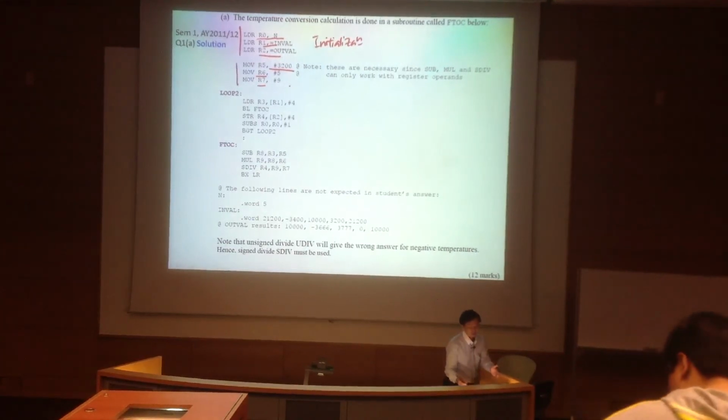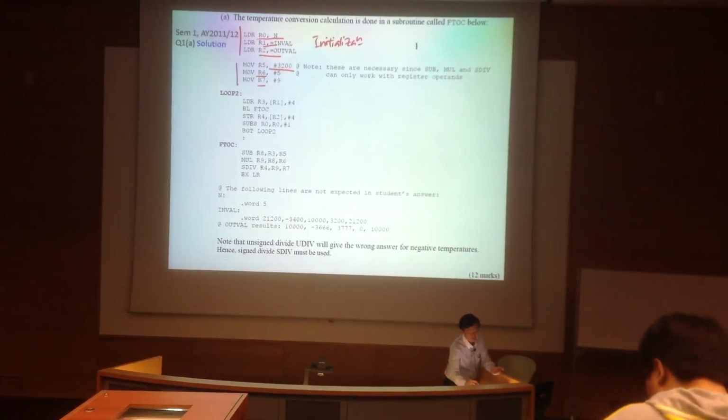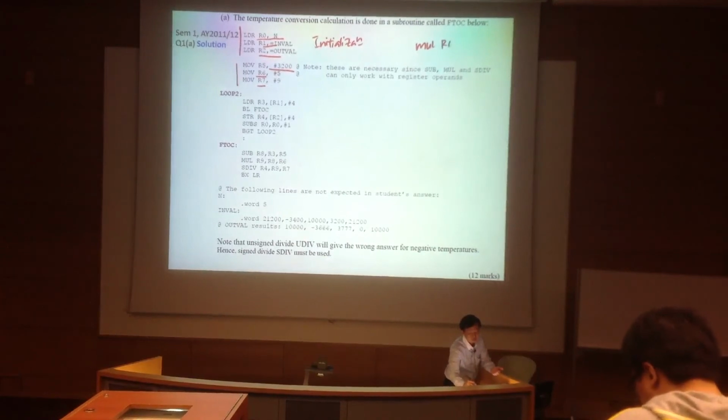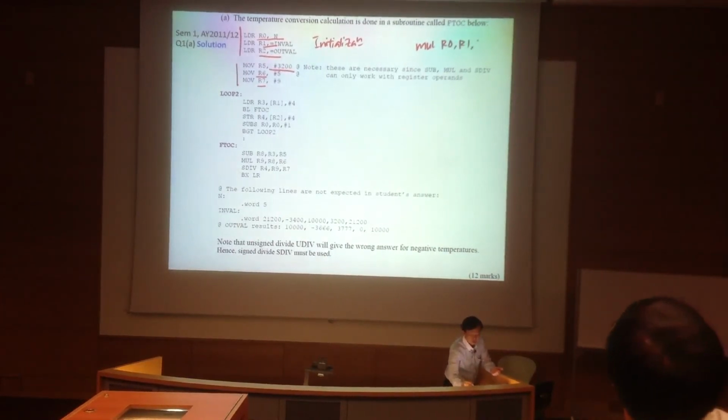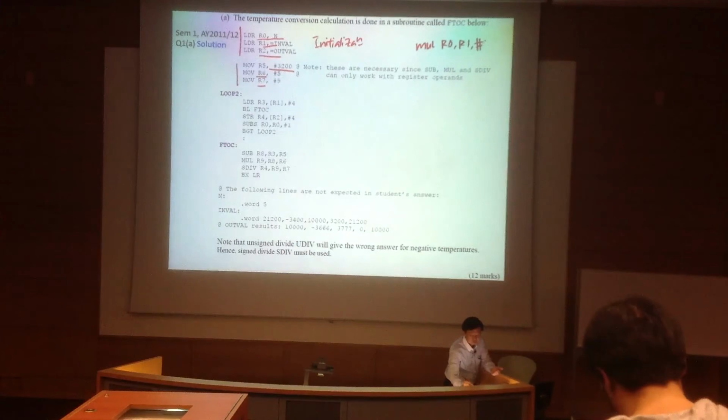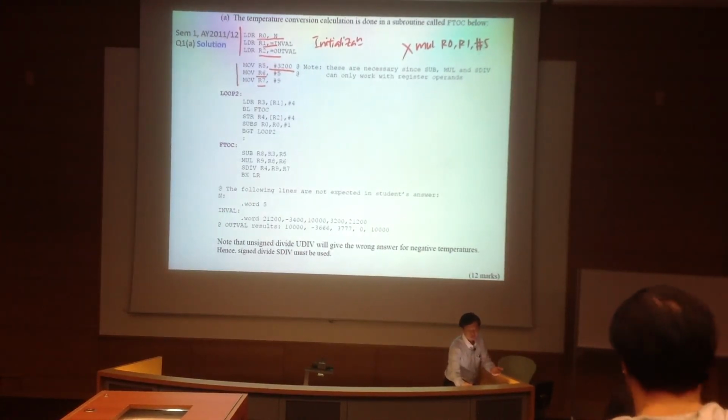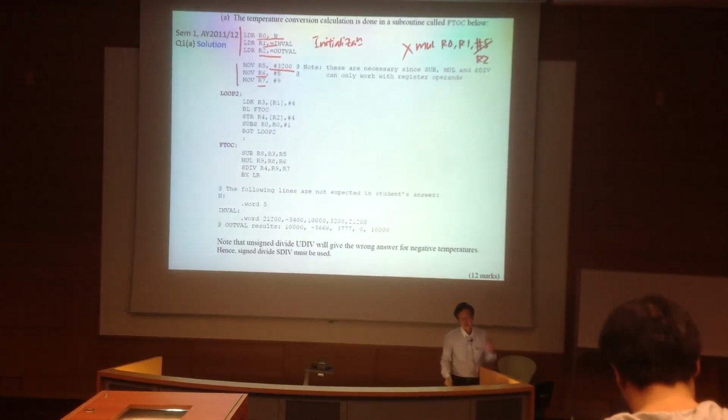Okay. For example, just to emphasize what I'm saying, I cannot say multiply R0, R1, hash 5. There's no such thing. I must put this 5 in the register and say multiply R0, R1, R2. I must put that 5 inside R2 to do it. So which is basically what I'm doing here. Same thing goes for divide. I cannot just have an immediate for divide.